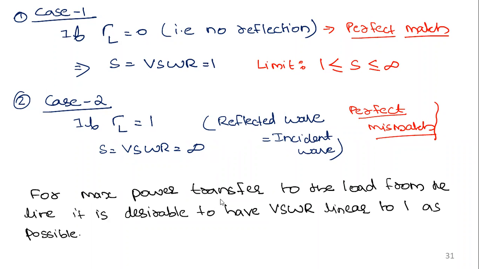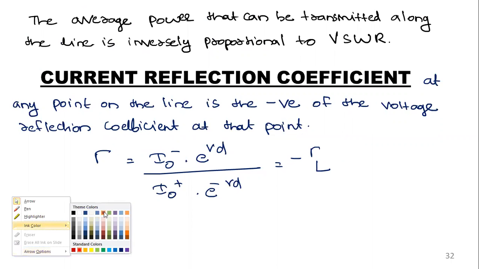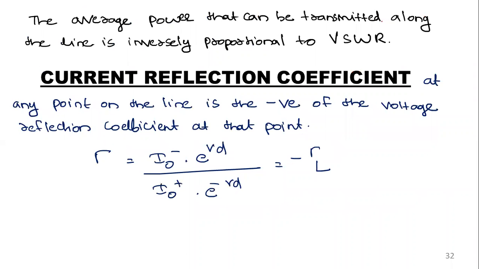So for maximum power transfer to the load from the line, it is desirable to have the standing wave ratio equal to 1. That is a perfectly matched line. Right? Then we can say one more thing about average power, that is, how much power is being transferred. The average power that can be transmitted along the line is inversely proportional to the voltage standing wave ratio.